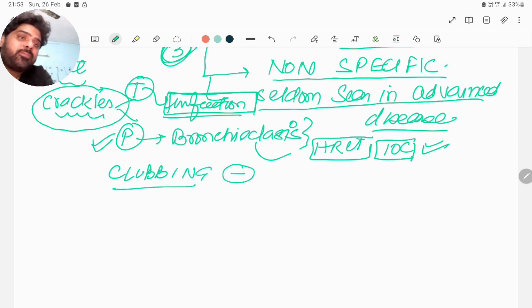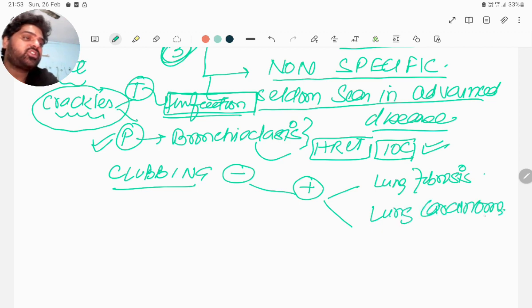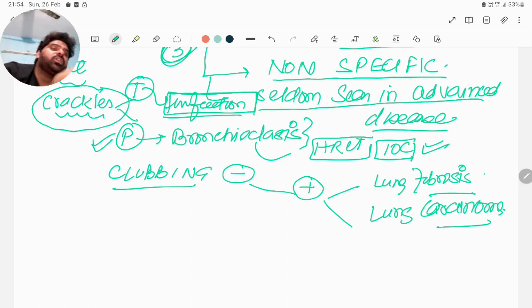There is no clubbing in COPD. So a COPD patient does not have clubbing. If clubbing is present in a patient with diagnosed COPD, you should think of two things: one is lung fibrosis and the second is lung carcinoma. This is also a very important point and is checked a lot in MCQs: clubbing is absent in COPD. But if clubbing is present, then you should think of either lung fibrosis or lung carcinoma.